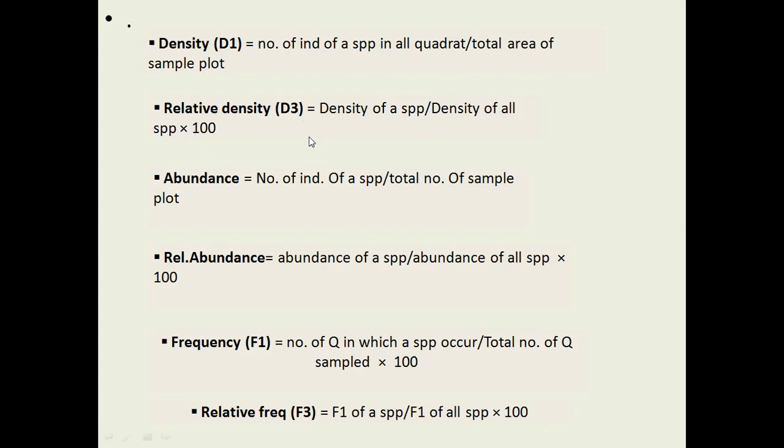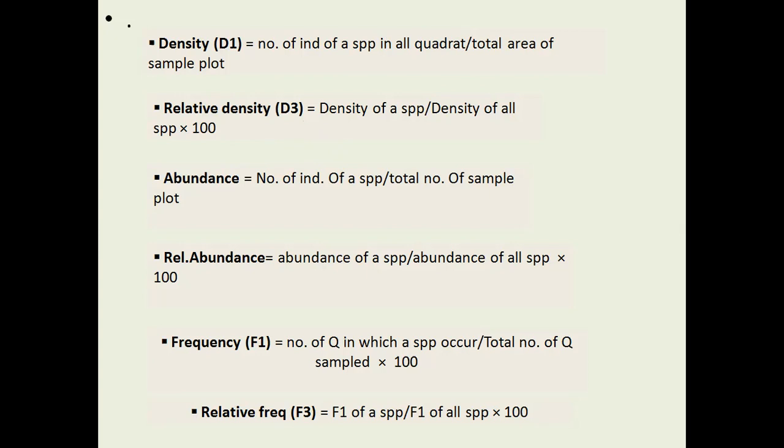So it is like the share of each species, for example the share of a species A from 100%. The relative density is mostly out of 100. So the share of each species from 100, that would be the relative density.